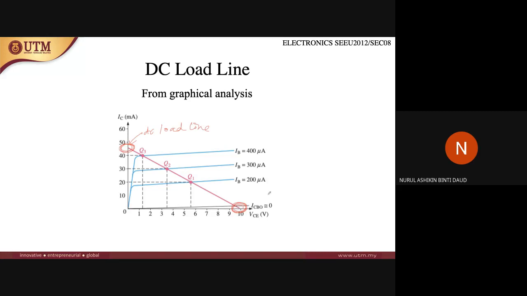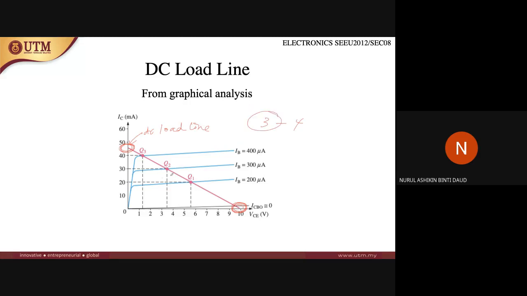Okay, so this is how you want to create a DC load line. Don't take only 2 points. Try to take as many points as you can, but if you take too many points, it will waste your time. For calculation, usually 3 to 4 points is enough. 3 points is enough.